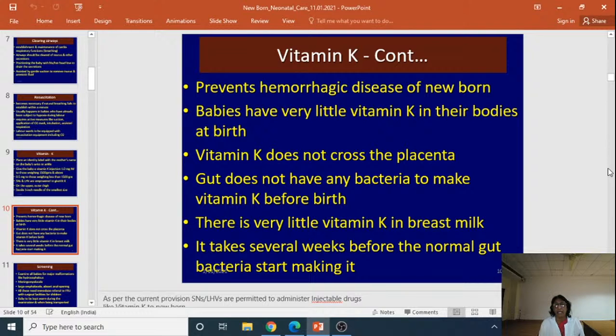Then how does vitamin K help the baby? It prevents hemorrhagic disease in the newborn. Remember that very little vitamin K is available in the bodies of the newborn, and vitamin K does not cross the placenta. So the baby does not get vitamin K from the mother, and the gut also does not have any bacteria to produce vitamin K. These are all the factors, and another important factor is that breast milk also has very little vitamin K, and it takes several weeks for the normal gut bacteria to start making vitamin K. That is why we give vitamin K to the newborn.